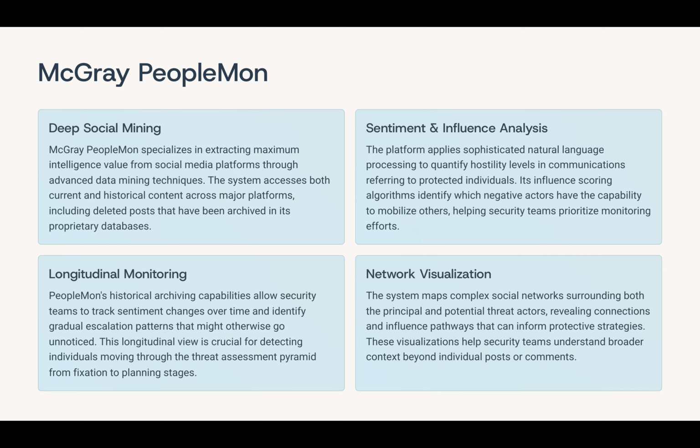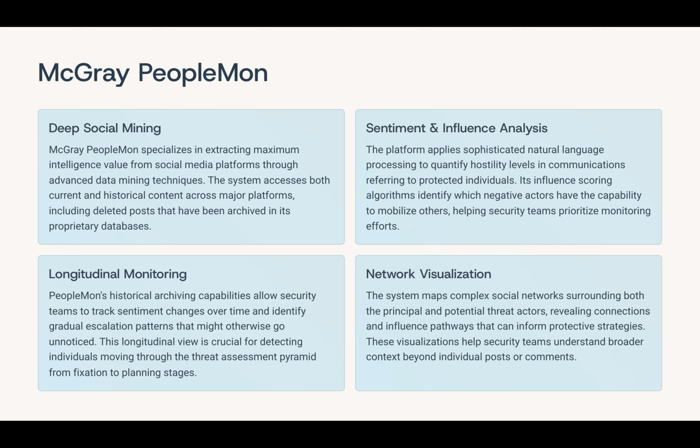One of the key strengths of PeopleMon is its use of natural language processing to assess the tone of online conversations about protected individuals. It doesn't just detect negative sentiment, it also applies influence scoring to determine which users actually have the reach and credibility to mobilize others. This lets security teams prioritize which actors to focus on. The platform's ability to track sentiment over time, what we call longitudinal monitoring, makes it possible to spot gradual escalation long before a threat becomes acute.